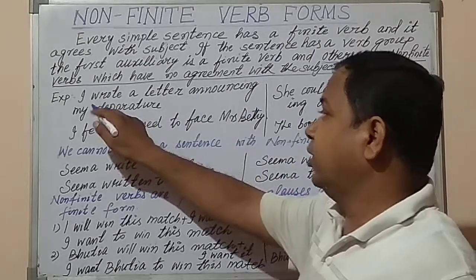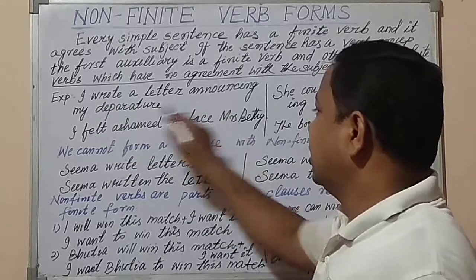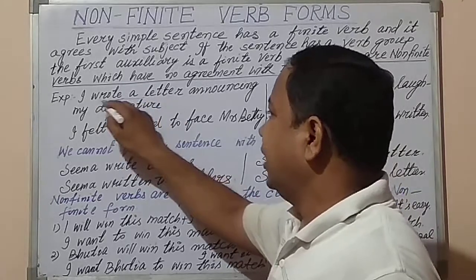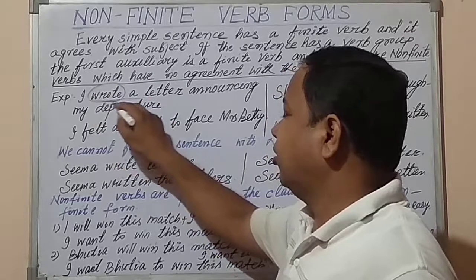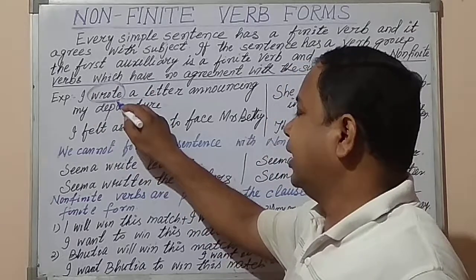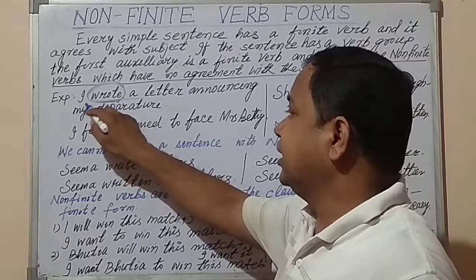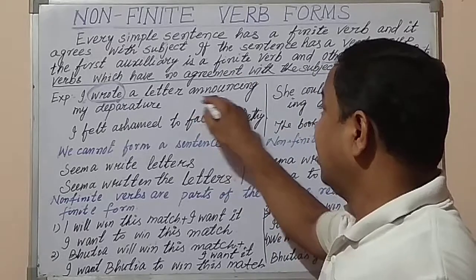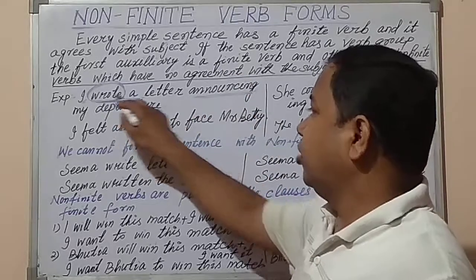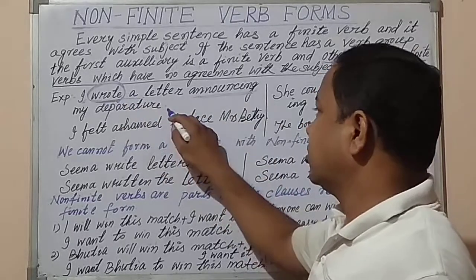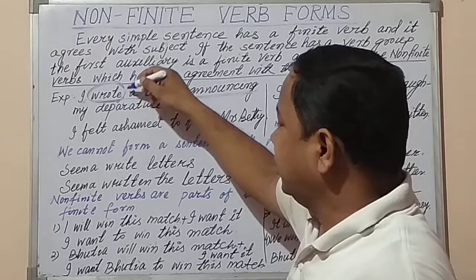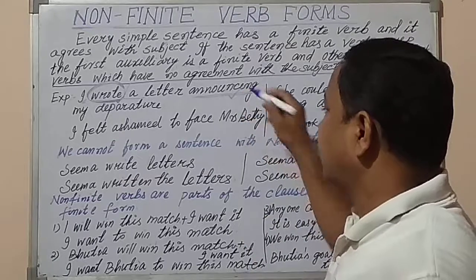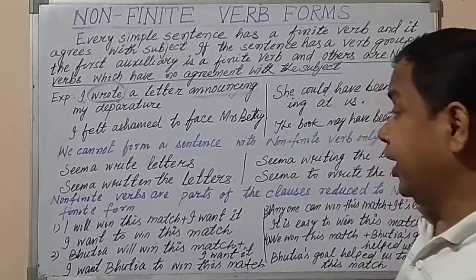For example, take here: I wrote a letter announcing my departure. You see here, I wrote a letter. Wrote is the full verb or main verb and it has agreement with the subject, that is I. But there is also another verb, that is announcing. I wrote a letter announcing my departure. That means here wrote is your full verb or main verb or finite verb, whereas announcing is a non-finite verb.